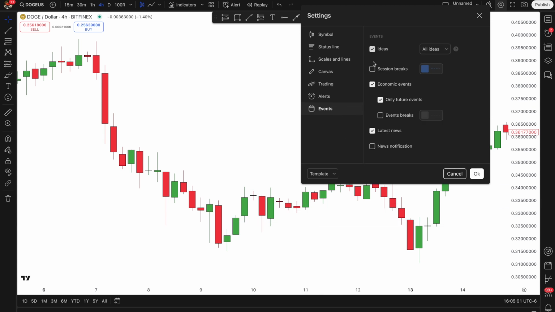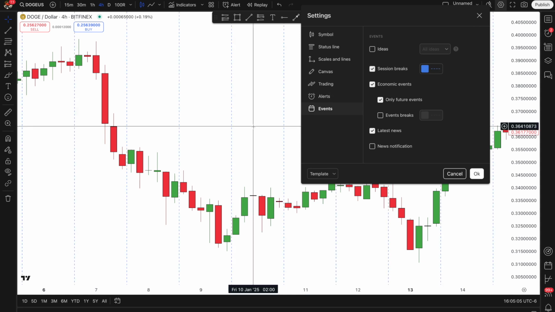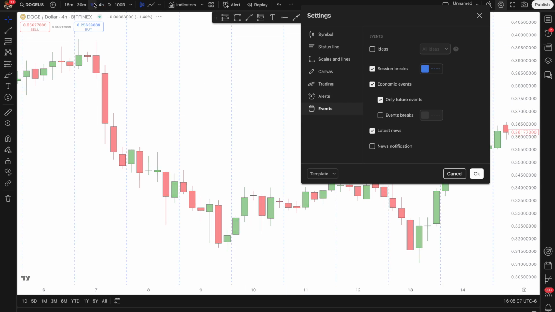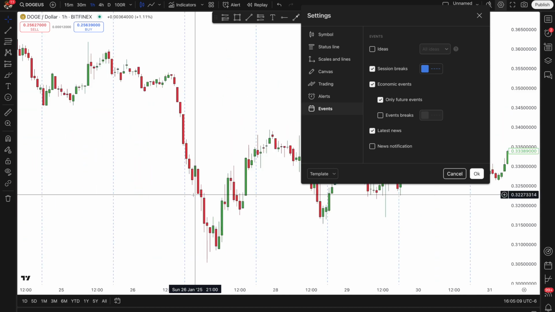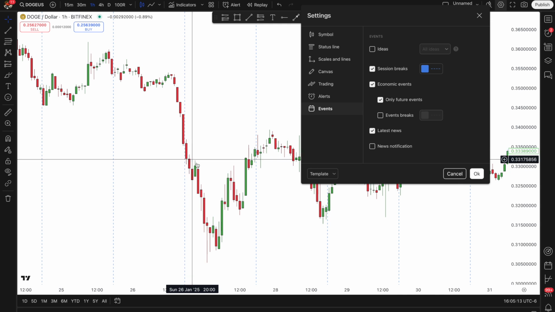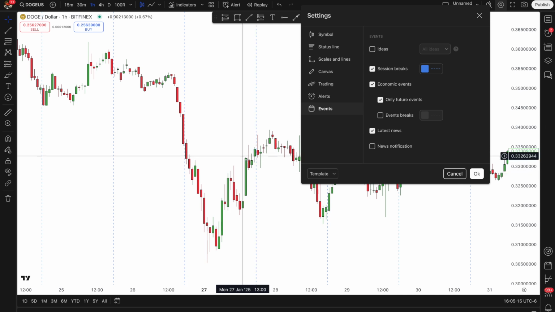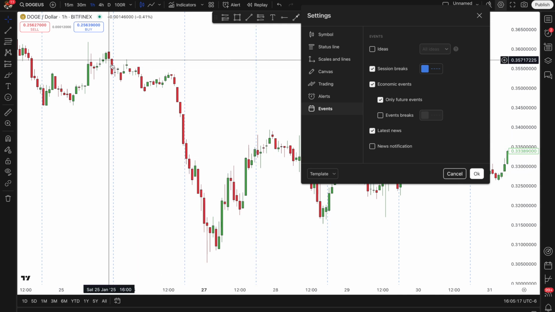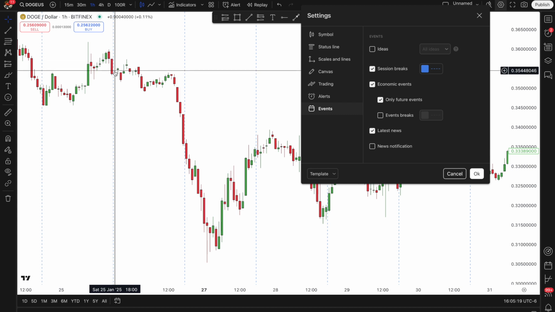And right here you'll see something called session breaks. It's pretty much telling you where the market closes and where the market opens. For crypto, the market never closes, but for stocks, you'll see these session breaks right here. It's pretty much telling you when the market opens. So for Central Time, it's 8:30, and then when the market closes, which is Central Time, I believe 3 p.m.